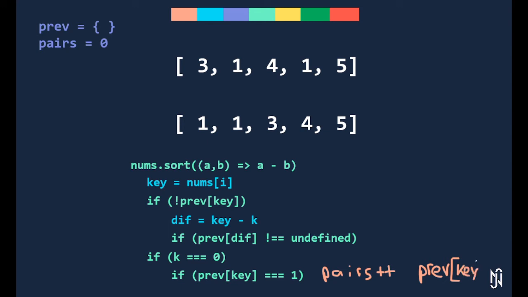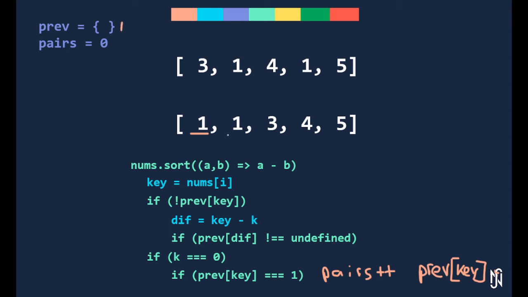So let's say in this given example, we have 2 1s. On the first pass through, we're going to see if previous key does not exist, which it does not. We will have an empty object.